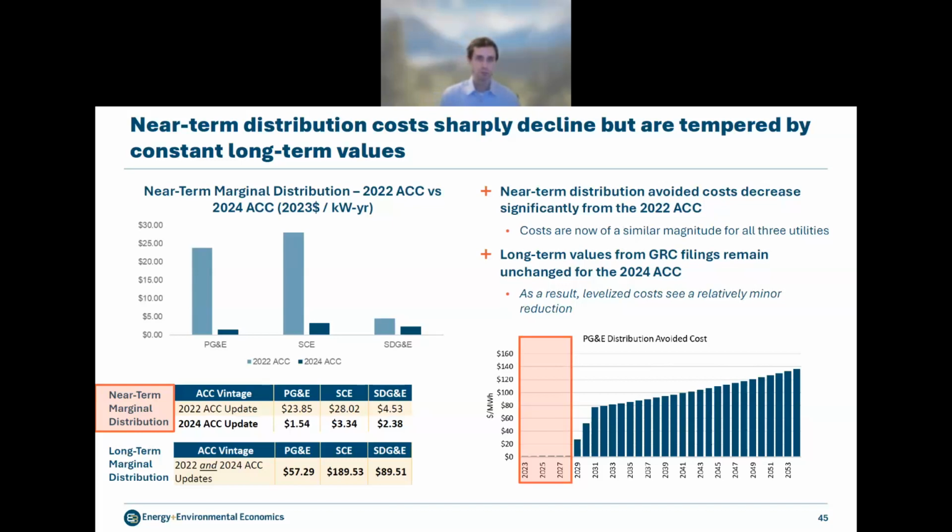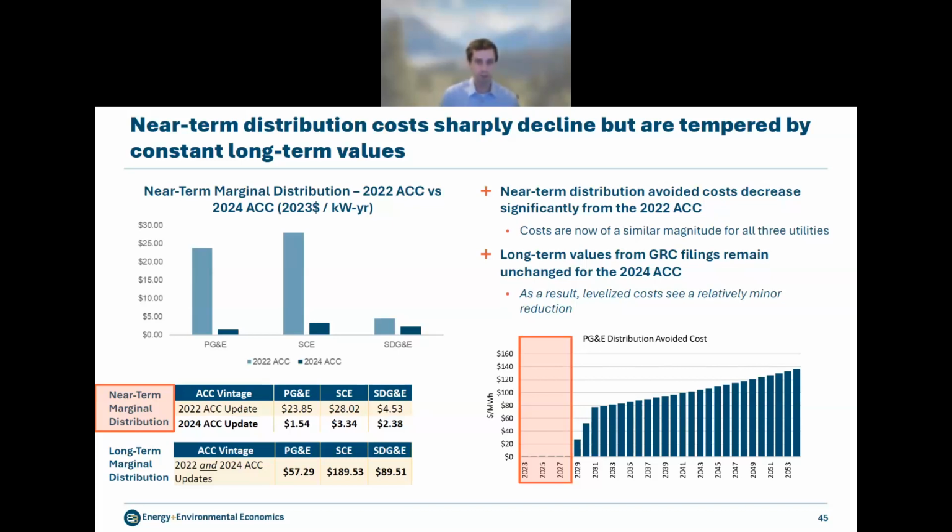Thanks. So having refreshed all that methodology, what are the actual results we're seeing for the 2024 ACC? Thanks to the adjustment, the near-term costs are no longer negative, but they have dropped significantly from the 22 cycle. This is partially due to the difference taken between the counterfactuals and actuals. With the adjustment, the values for all three utilities are now all on the same order of magnitude, rather than having PG&E and SCE's per unit cost being so much higher than SDG&E's.